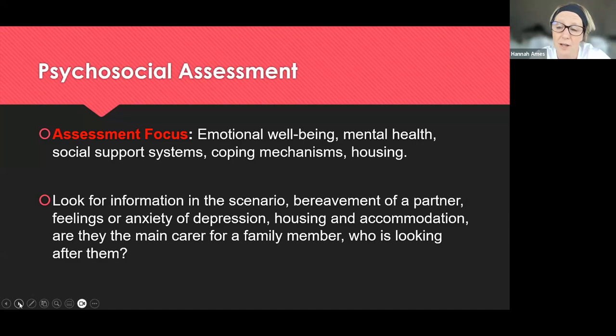The NMC are looking for you to pick up if a husband or wife or partner has died recently. Are they showing any feelings of anxiety or depression? Are there any social issues, housing, accommodation, money worries? Another key thing to look for is, are they the main carer of a family member? If they're in hospital, who is looking after the person at home who they normally care for? That's a risk area that you need to be assessing and identifying, whether another relative is looking after that person at home, or whether you need to get in support services. So lots of things to think about.